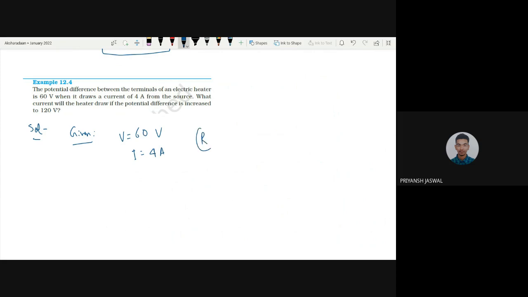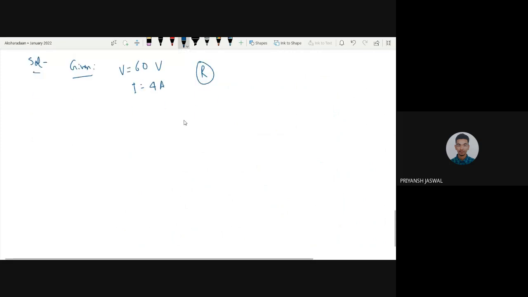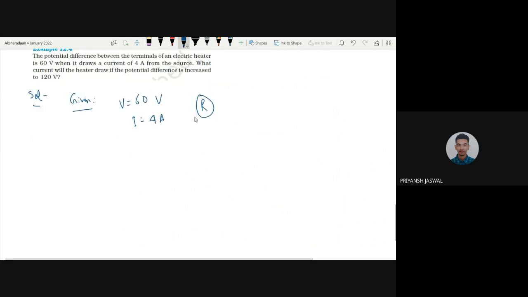Say it has some resistance R, whose value we don't know. Now they have asked what current the heater will draw if the potential difference is increased to 120 volt, that is for V equals 120 volt if we change the supply. So put it as V1, I1, that is the current corresponding to 60. Let's say it's I2, V2. So using Ohm's law, that is V equals IR.